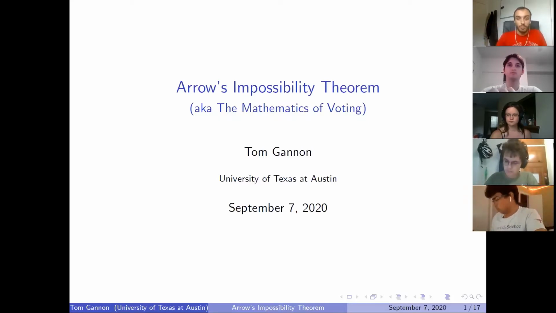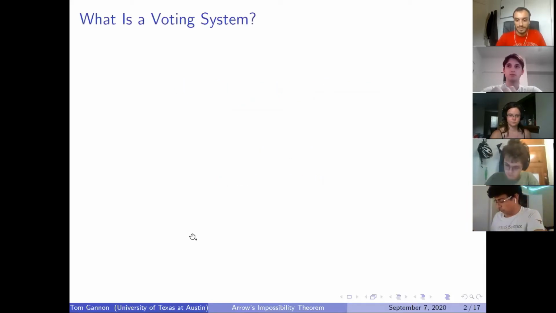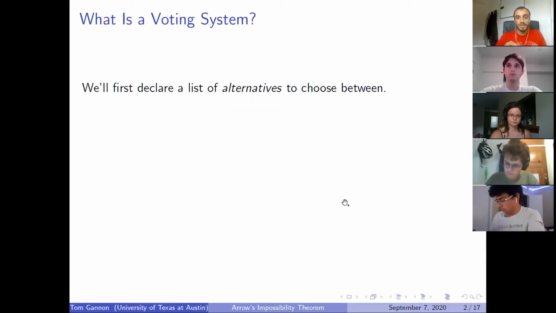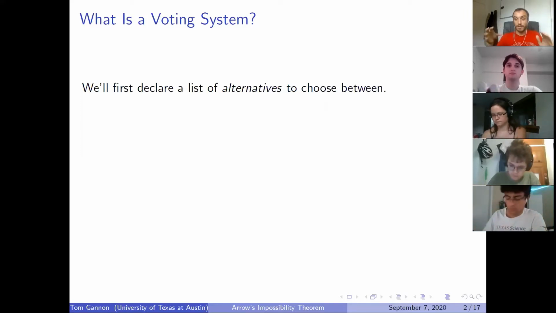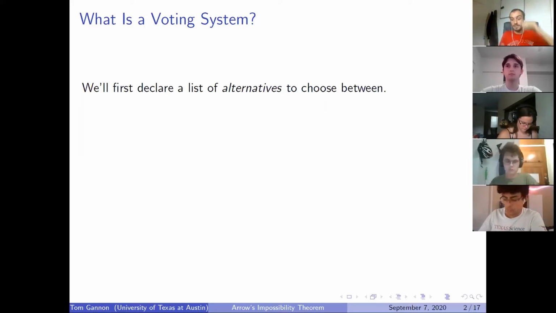So what is a voting system? Well, we'll declare a list of alternatives to choose between. If you're voting for something, you're normally voting between a few alternatives. And note, just like in the math club survey that just went out, you're not always voting for just the thing that's on top. You're actually making a total preference list, right? You're not picking the top thing, you're making your entire preference list. And we're going to include that in our voting theory.